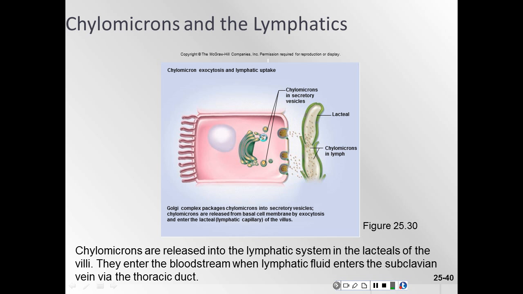Alright, so after they're packaged by the Golgi apparatus, they're put into these vesicles, then they're going to be taken to the basal surface of the cell. Then they're going to release their contents into the core of the villus. Now the chylomicrons, as mentioned, are too large to penetrate the blood vessel endothelium. So instead they're taken up by the lacteals, into the lymphs. They're taken up in here in the lymphs, the porous lacteals in the lymphatic vessels.